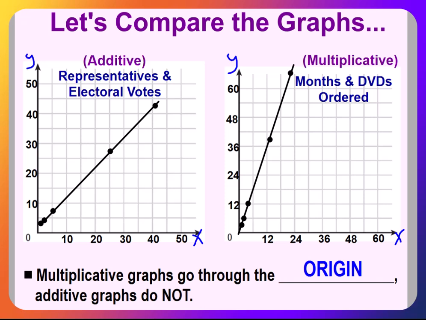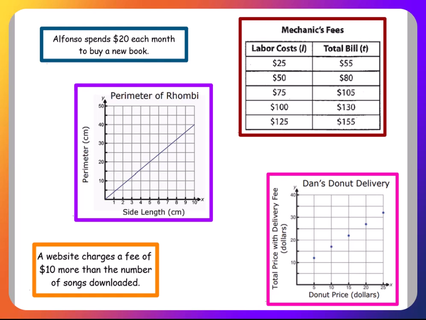Will it go through the origin? If it does, then it's multiplicative. If it does not, then it's not multiplicative, it's additive. So let's try some examples here. We're going to determine if these are additive or multiplicative situations.